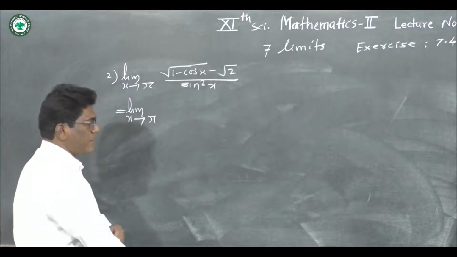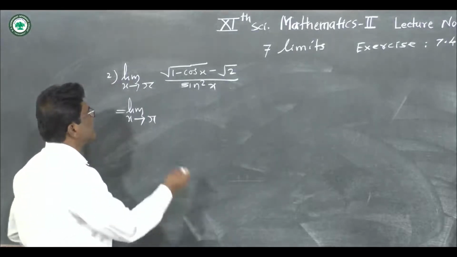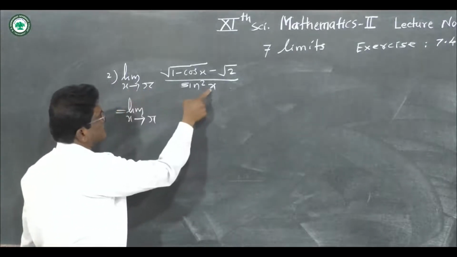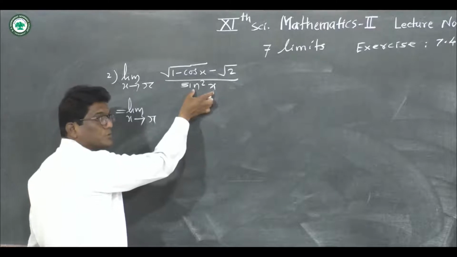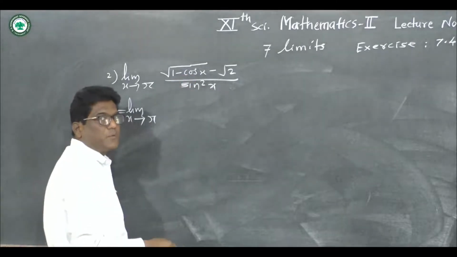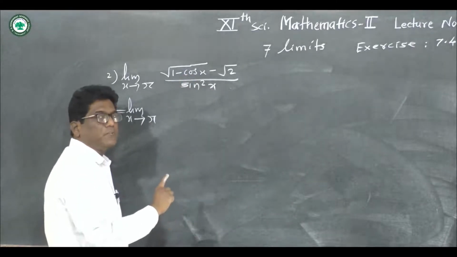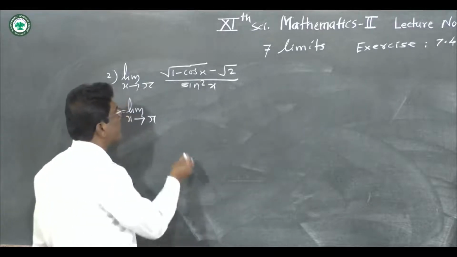Limit as x tends to pi. When we put x as pi here, then the denominator is 0. So we have to solve the problem, and here the method is by rationalizing the numerator.